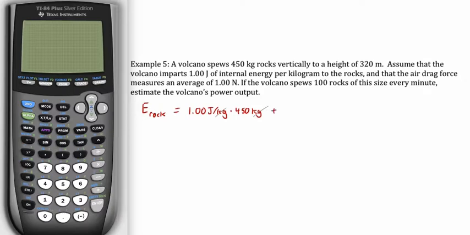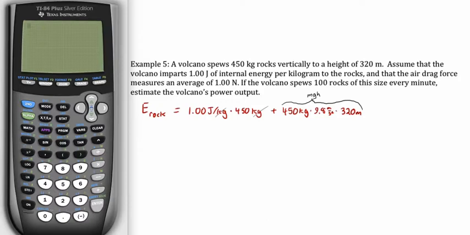Okay, so that's some of the energy. Obviously, initially the rock has kinetic energy because it's flying up out of the volcano, but we're not given that. Instead, we're given the height. So that's just going to be the mass of the rock, 450 kilograms, times gravity, 9.8 meters per second squared, and then times the height of 320 meters. That's how high each rock flies.